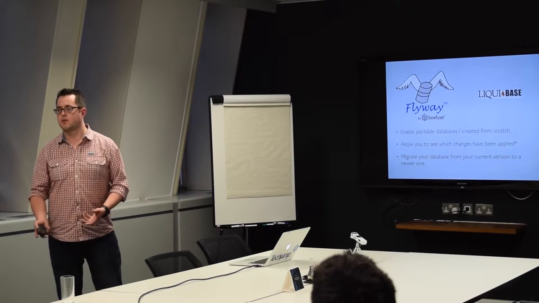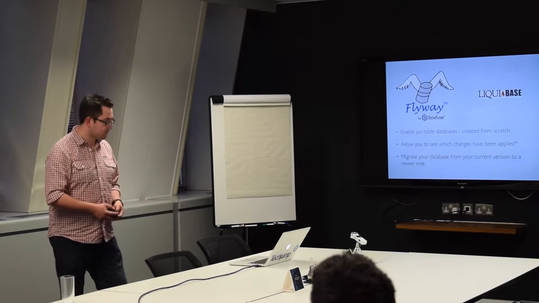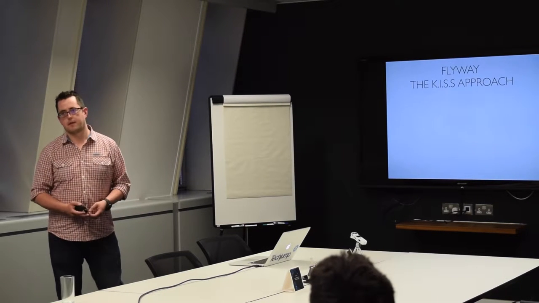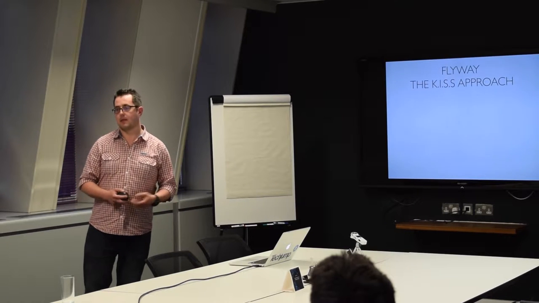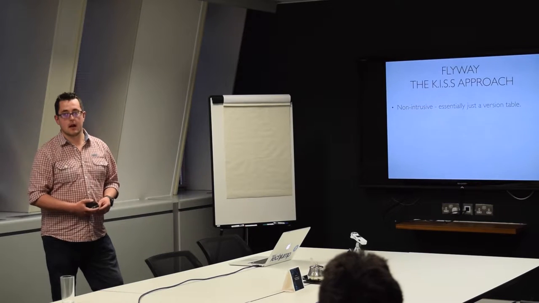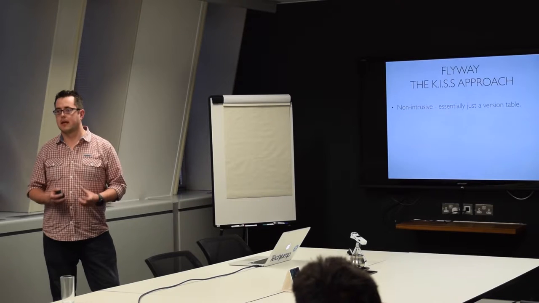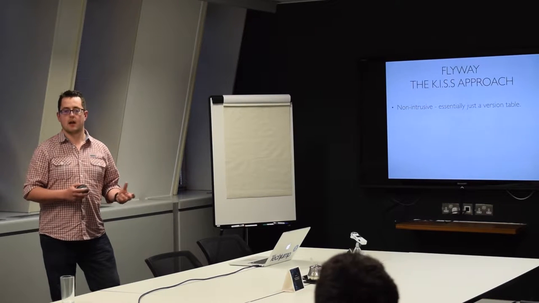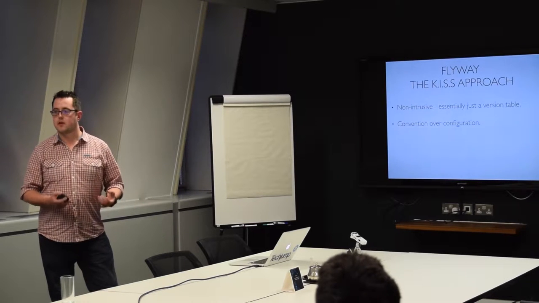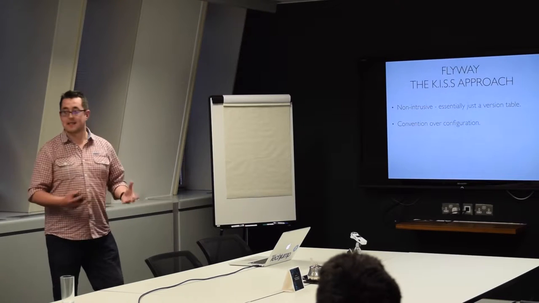So you've got changes you want to apply, so you go on and apply them. So Flyway DB uses a really basic, keep it simple approach. It essentially puts a schema version table into each environment in your database, and then you just put SQL files in a particular location. That's basically the essence of it.